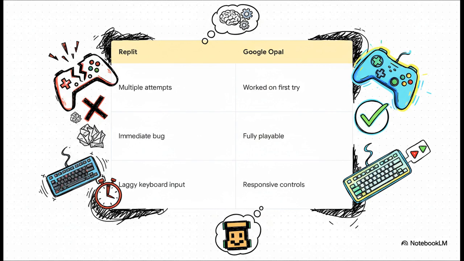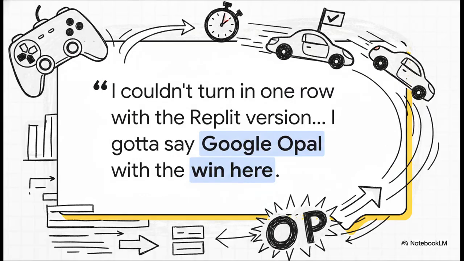Replit really struggled. It took a bunch of tries just to get a version that didn't crash right away. And even then, the final game was super laggy. But Opal, it was a one-shot. First try, boom, a perfectly playable, totally responsive game. Just like that. The guy who ran the test, Craig Hewitt, put it perfectly.